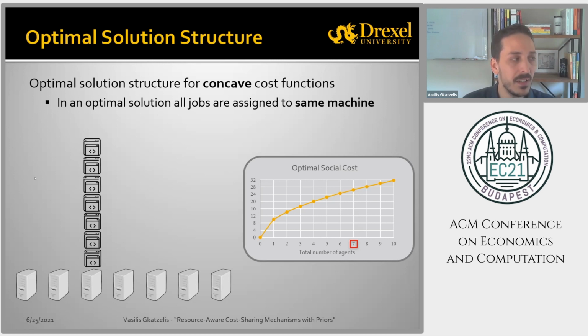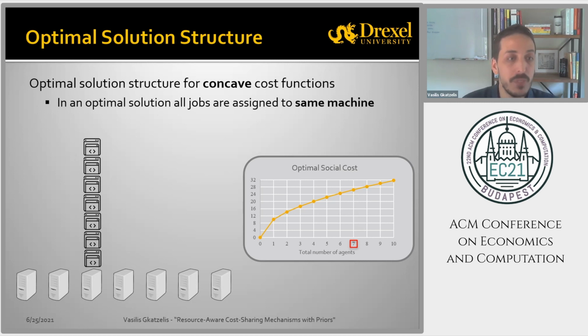And this is exactly the structure that was used to achieve a constant price of anarchy for concave cost functions. Although it is hard to know which machine you should assign the jobs to, because you should know the total number of jobs in the system, and you don't know that. The resource-aware cost-sharing mechanism doesn't have this information. But nevertheless, knowing that this is the structure that the optimal solution satisfies helps achieve a resource-aware mechanism that gives you the optimal solution in equilibrium.